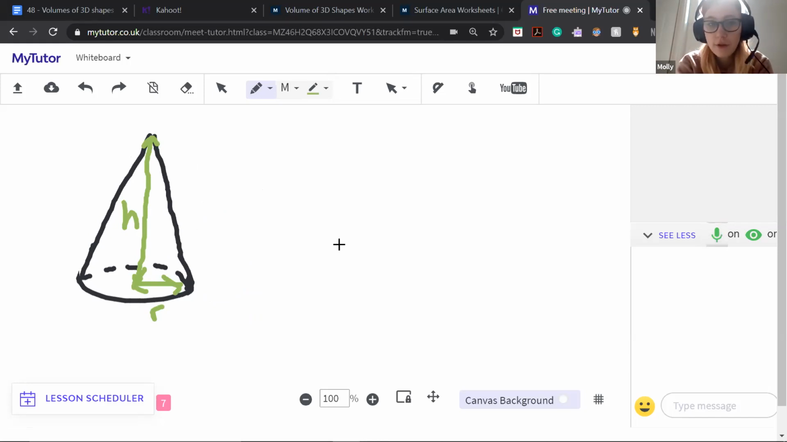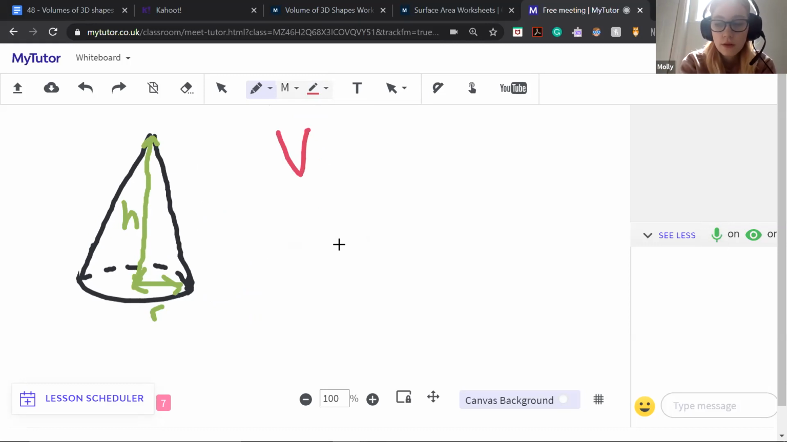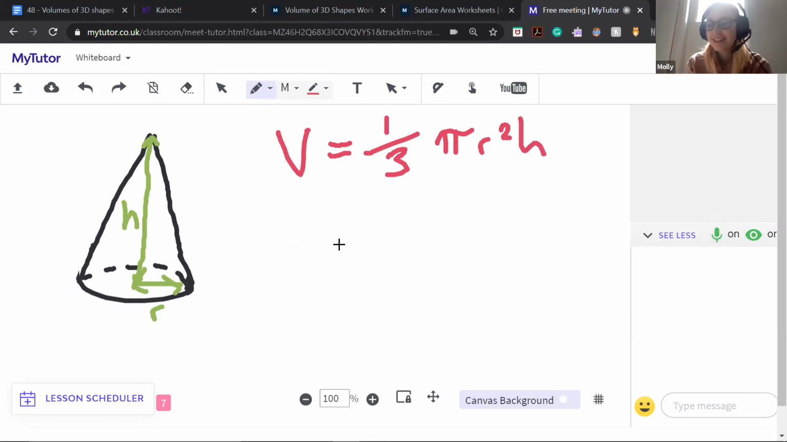Then the volume is 1/3. I get confused between sphere and cone sometimes. 1/3 of pi r squared h. So again, it looks confusing, but 1/3 and pi are just numbers. R squared and h, well, once you've got r and h, it's very easy to plug in these things.